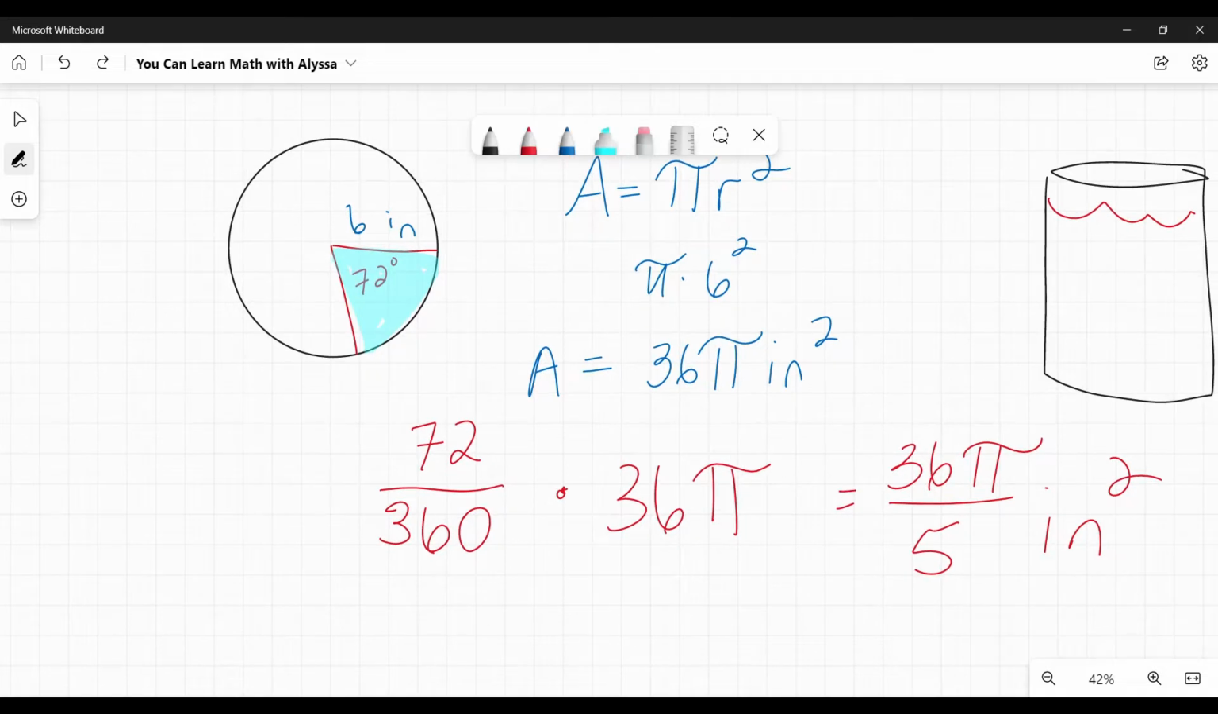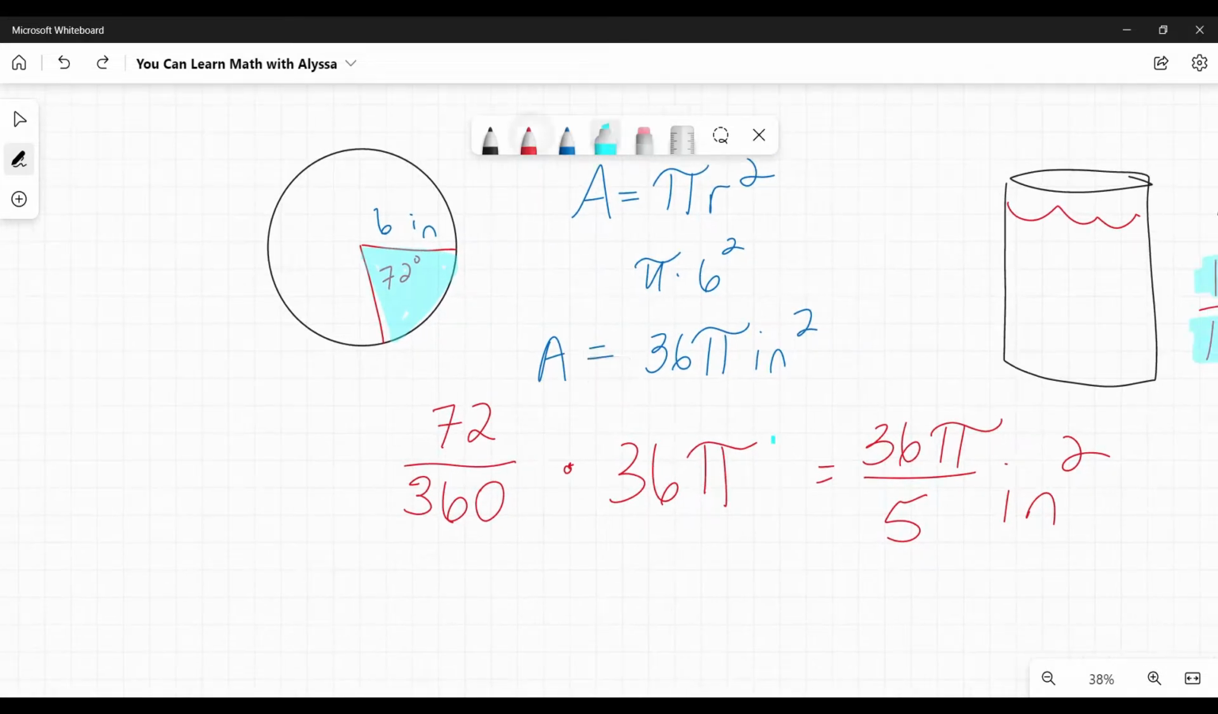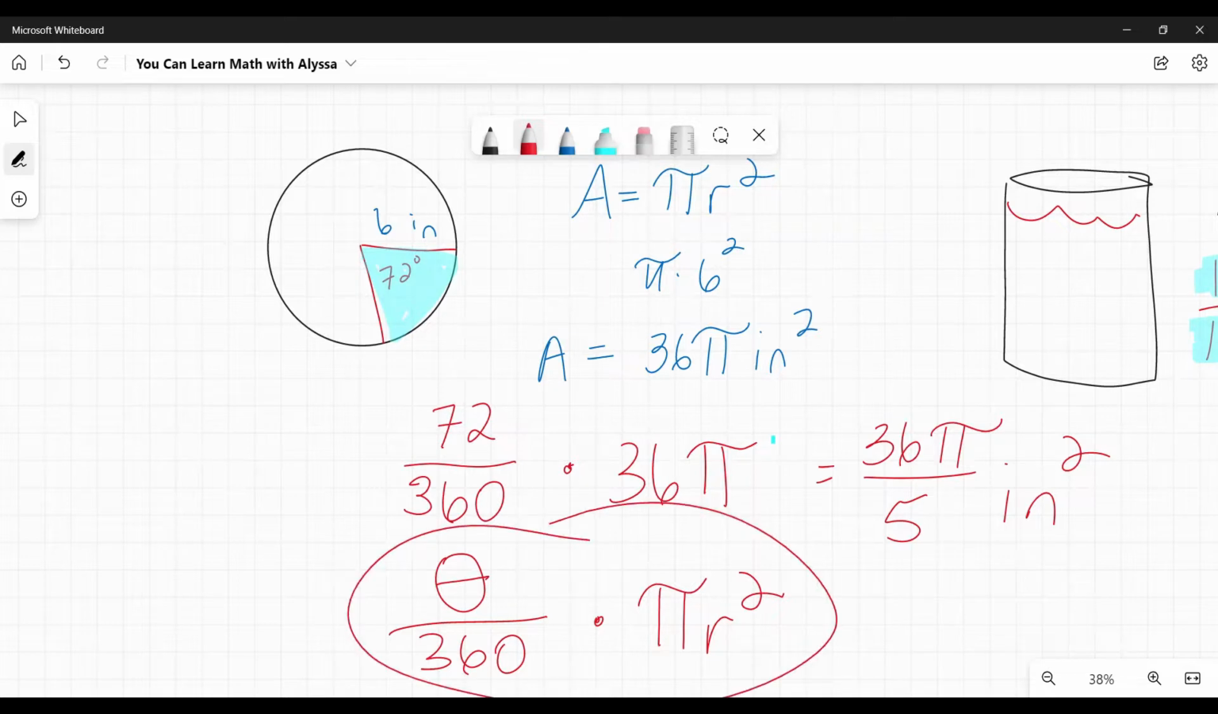Well, what was our initial formula for area of a sector? It said theta. Theta in this case just means the angle of the sector. I know it's a strange notation, but that is the notation. So theta just means the angle of the sector over 360 times pi r squared, the area of the circle. So we got to that same conclusion. We've reverse engineered, we've created this formula. Yay, us. And that's where it comes from, and that's how you use it.